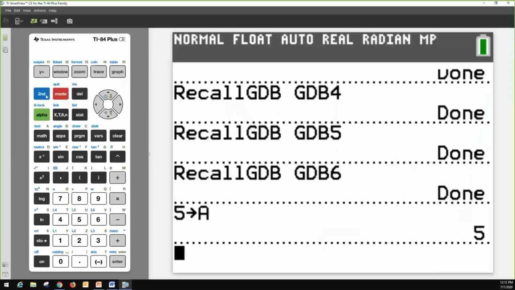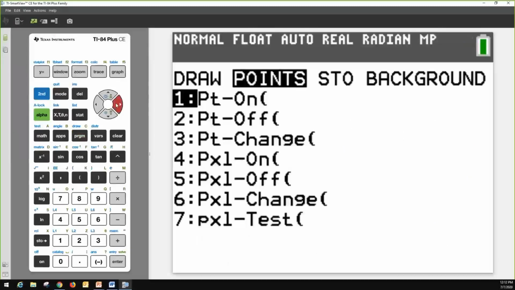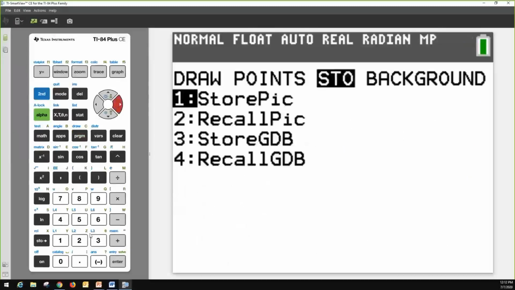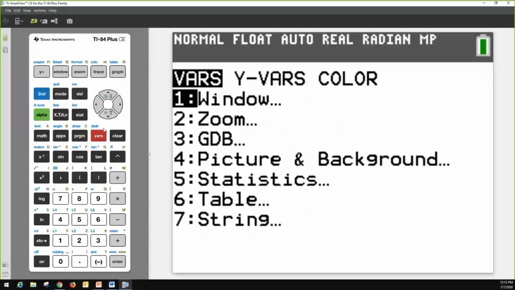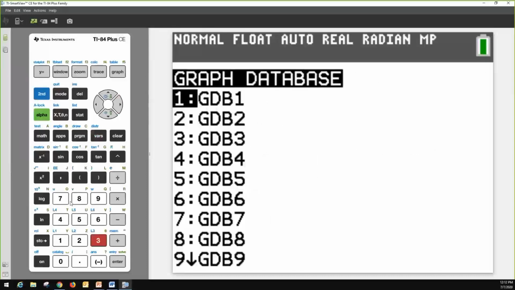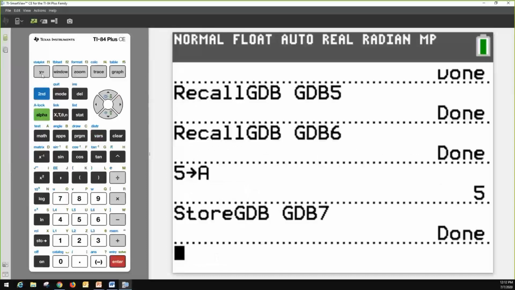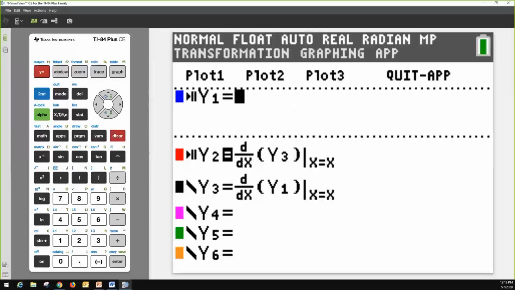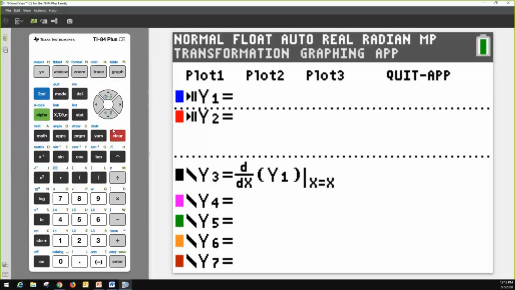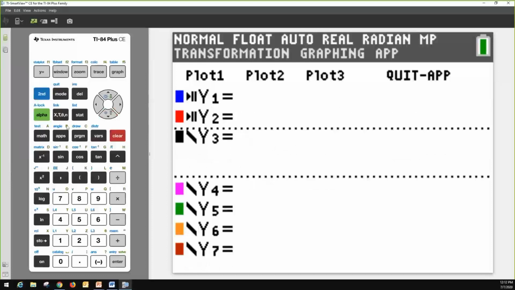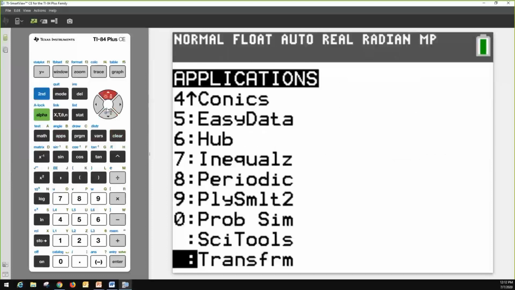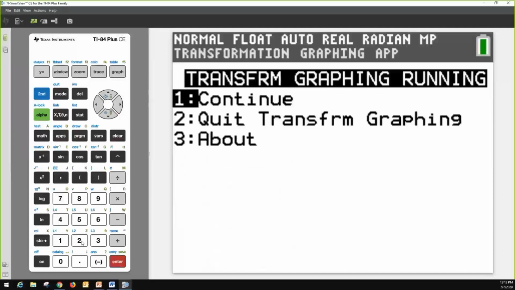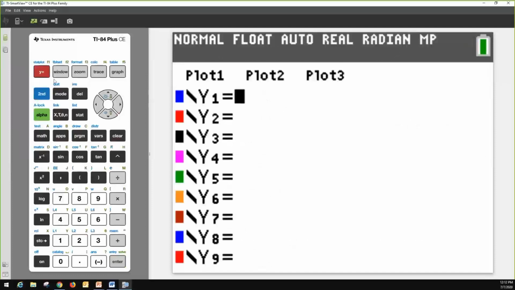So this is question number 7. Let's see if I put the graph in question number 7. Nope, didn't put it in question number 7. But let's play around with one. And I need to turn my transformation graph off. I'm just going to do x squared.